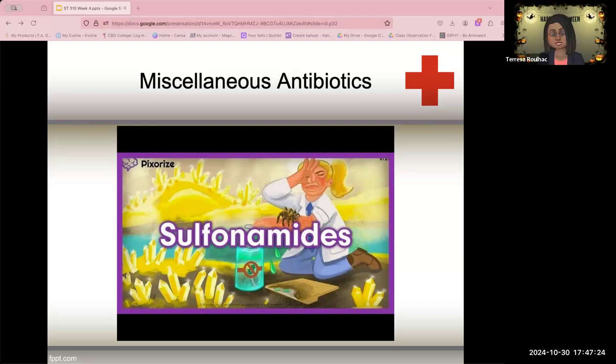What they do is they'll exhibit activity against a wide range of gram-positive and gram-negative bacteria, which makes them suitable for treating a lot of different infections. Now, they're often used in combination with other antibiotics just to make them a little bit stronger and to broaden their spectrum of activity and reduce the likelihood of resistance.